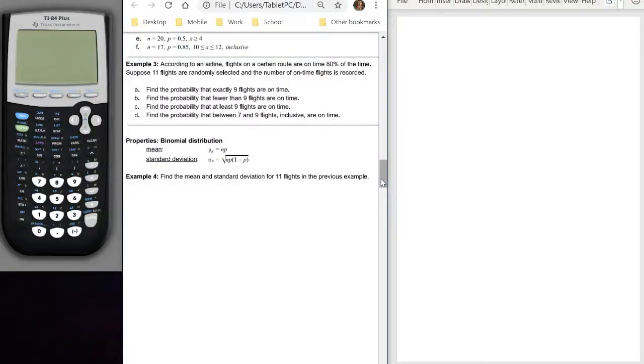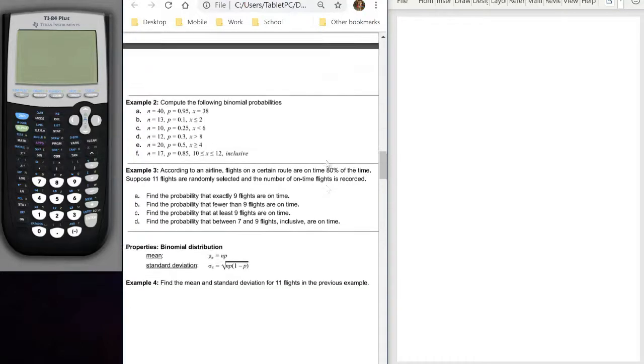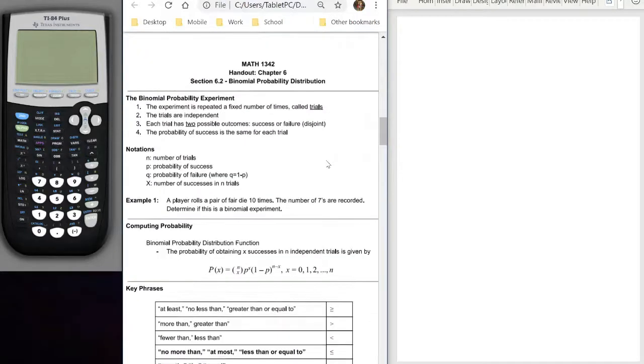In this example, we're looking to calculate the binomial probability in example 3. A binomial probability, if you went through the handout, satisfies these 4 steps. There's a fixed number of trials. Each trial has only 2 possible outcomes. We call them success or failure. The trials are independent, and the probability of success is the same for each trial.